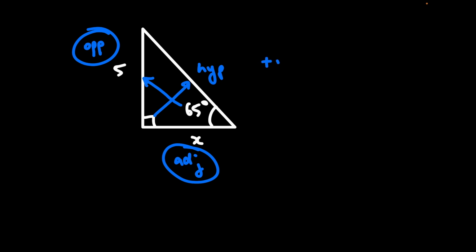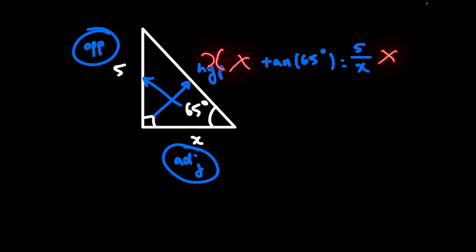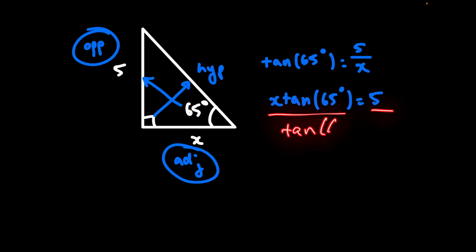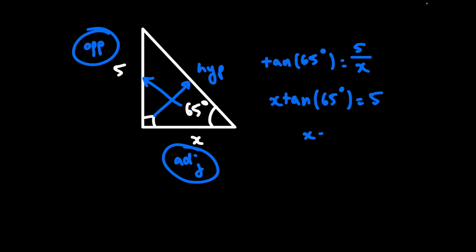So we would have that the tan of 65 degrees is equal to the opposite, which is 5, divided by your adjacent, which is x. To work this out, we can times both sides by x. So what we'll end up with is x times the tan of 65 equals 5. And then we can divide both sides by the tan of 65, and that'll get us x equals 5 divided by the tan of 65 degrees. And once again, you can just work out what this is by plugging it into your calculator.